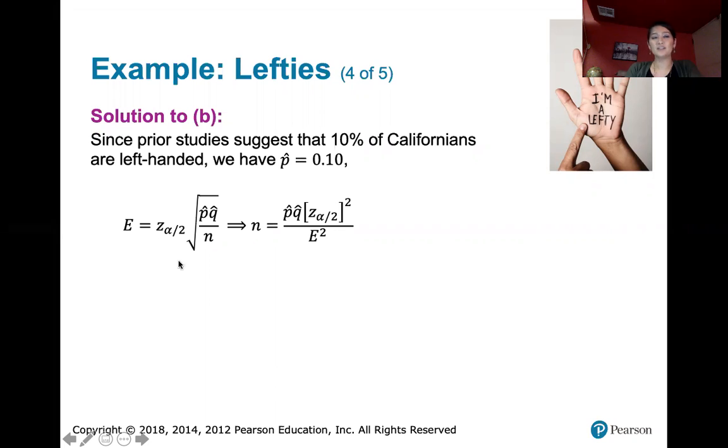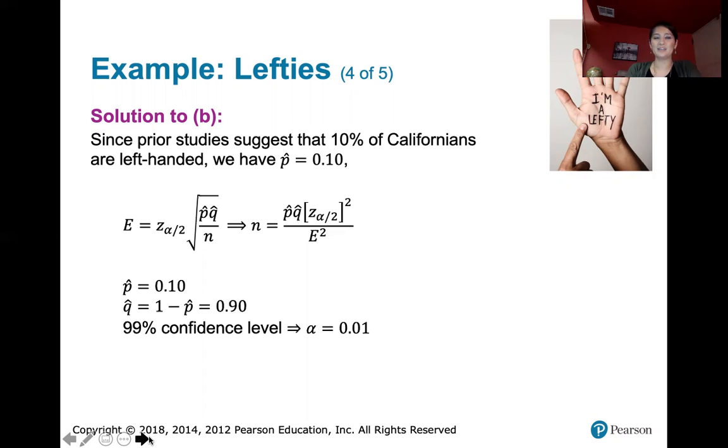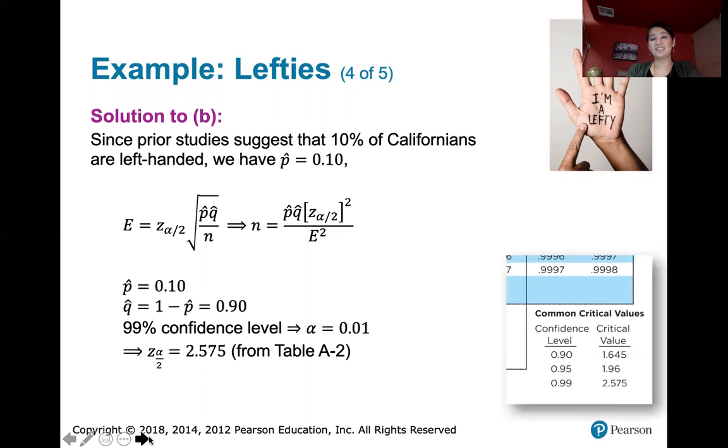So this time we still use the error formula and we solve for n, but that p hat and q hat are still in there. Now p hat was 10% in decimal form, so q hat is going to be 90% in decimal form. The 99% confidence level still corresponds to that same alpha value, so we still have the same z-score as before, and the margin of error is still 0.03.